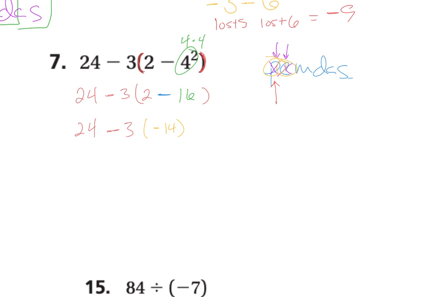We're done with parentheses. We're done with exponents. Are we ready to multiply? Yes, we are. So right here, -3 times -14, that is positive 42. And 24 plus 42 is 66.